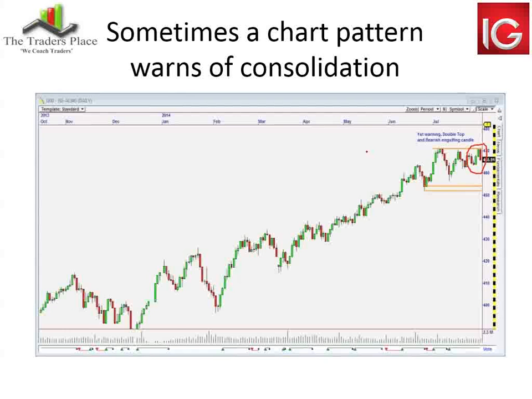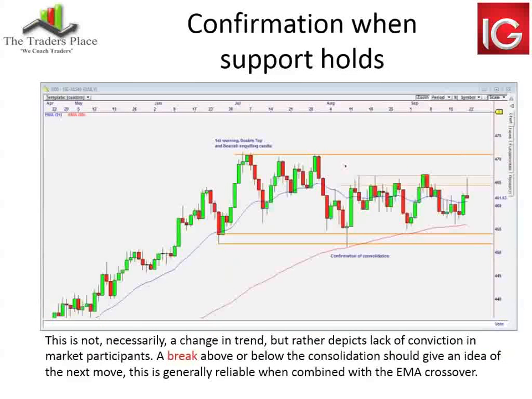The 21 is above the 89. I just didn't put it on the chart for clarity. The double top certainly warns me that this could be at least a consolidation, if not a trend reversal. So the first warning was the double top. First warning, double top, bearish engulfing candle.